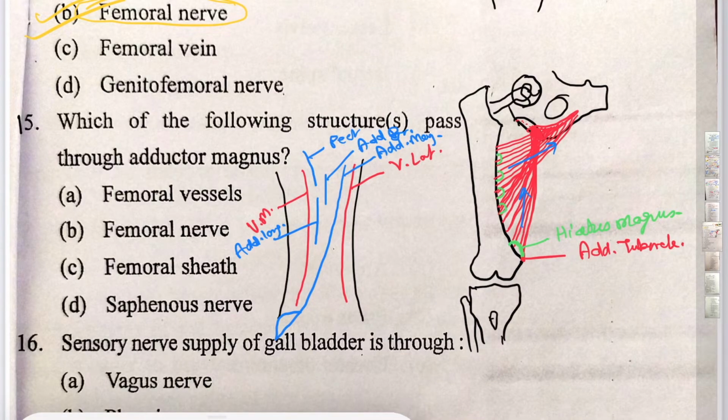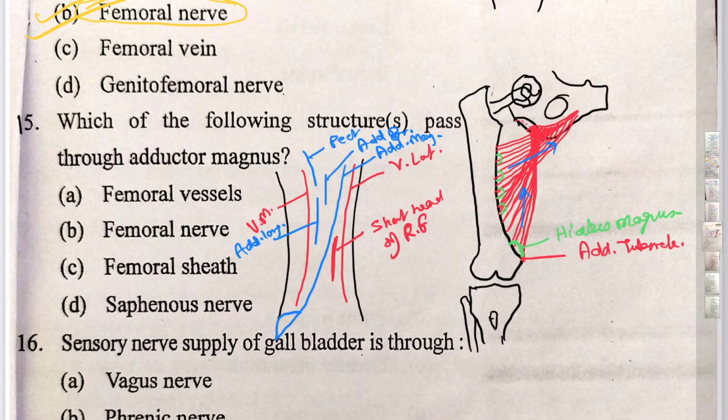This linea aspera also provides origin to one muscle. This muscle is the short head of rectus femoris. And I've already told you there are minute perforations here in this attachment of adductor magnus and the wider opening here. So now look at the course, because they've asked us what are the structures that pass through adductor magnus.